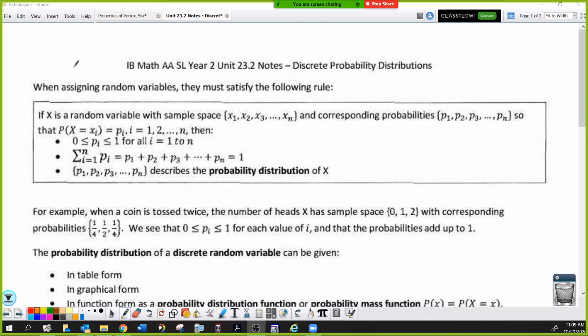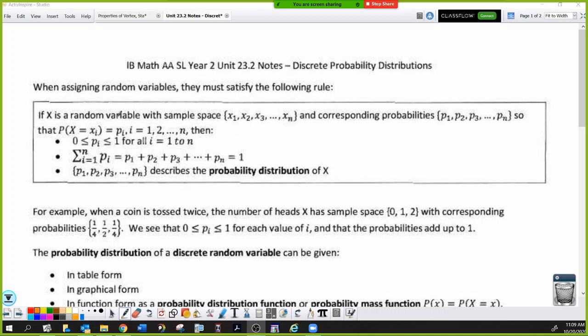It says if capital X is a random variable with sample space anywhere from x1 out to xn, because remember we're only doing finite sample spaces in this class. We will not be doing infinite, thank goodness. And those probabilities that correspond to them will be P1 through Pn, so the probability that x equals x1, probability that x equals x2, so on and so forth. It's going to be written like this.